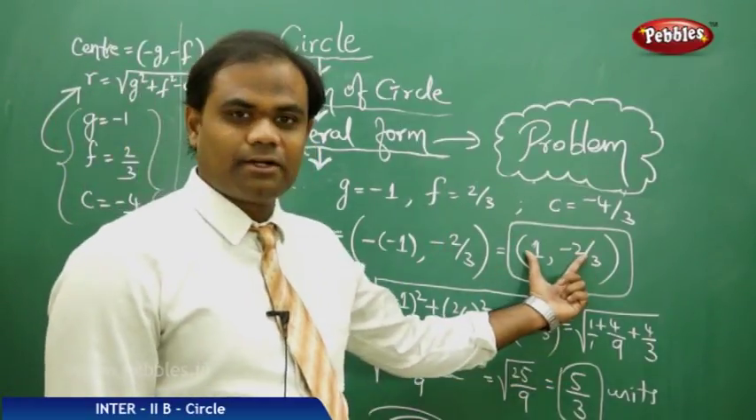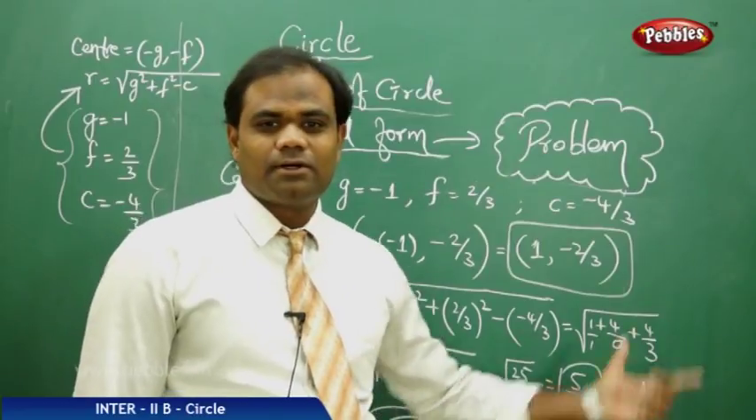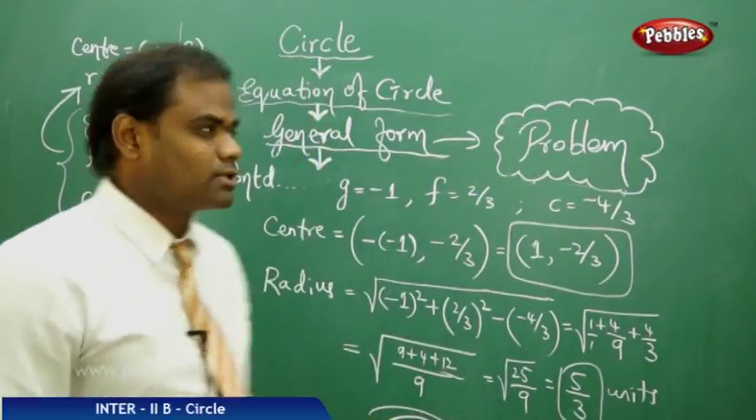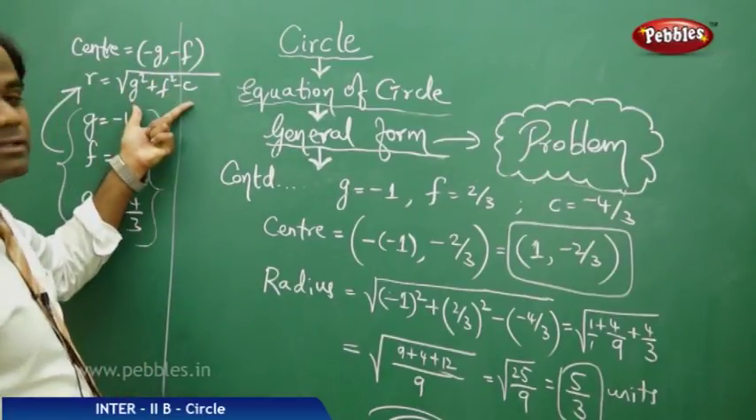So the center and radius of the circle in general form is how we obtain using the two basic formulae, this and this.